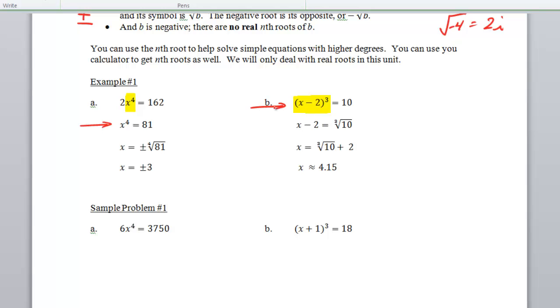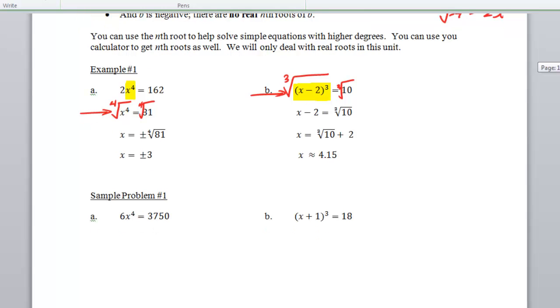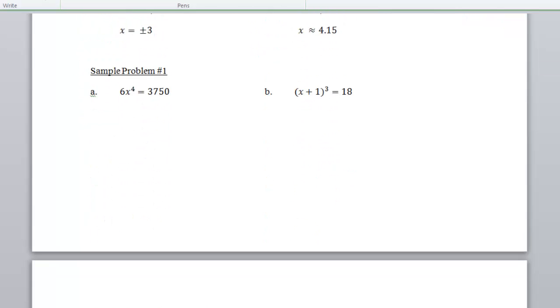So what we did in part A is we actually took the fourth root of both sides so that we could eliminate that fourth power. And the same thing in part B. We have isolated the entire parentheses that's being raised to the third power, so we're going to take the third root to isolate and eliminate that power. Alright, and so that's just a starting example, so hopefully you've worked sample problem number 1. If not, go ahead and do that at this time, and I'll go through part A and B with you.